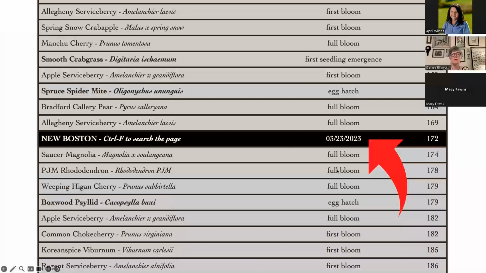PJM rhododendron is coming into full bloom. We don't know exactly when. Korean spice viburnum coming into first bloom. We know the sequence, but we don't know when we'll get there.